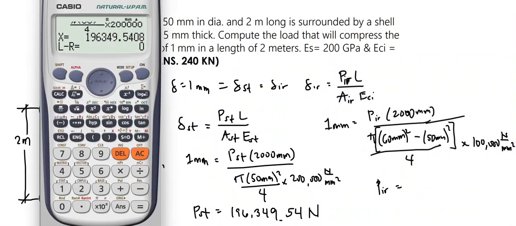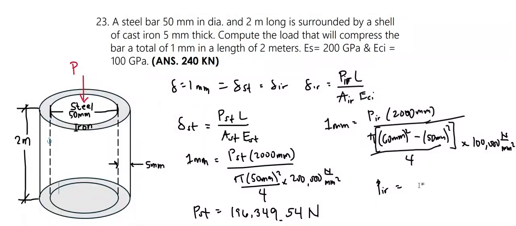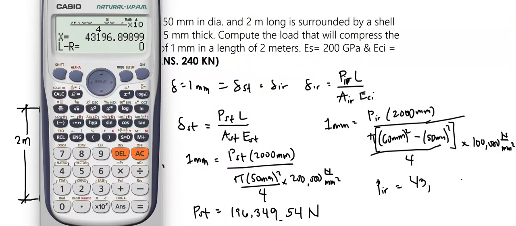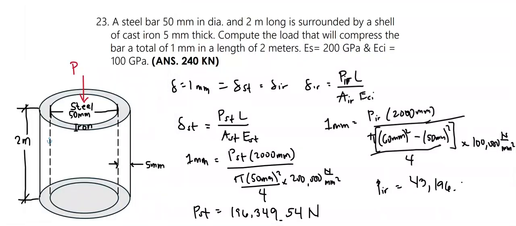Now we can solve for the force applied on the cast iron. So we have 60 squared minus 50 squared, and this is 100,000. Solving, we get 43,196.90 newtons, and that is the force applied on the cast iron.